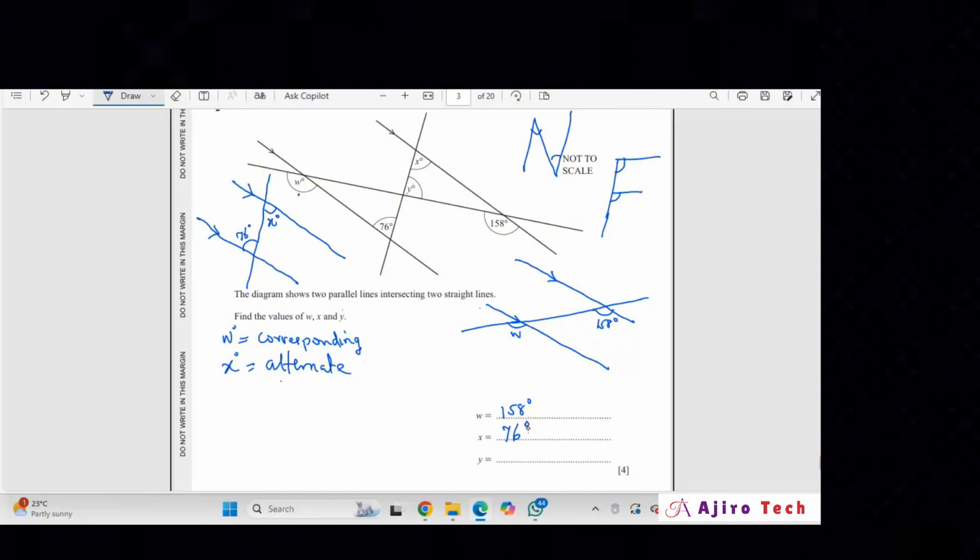So it's going to be 76 degrees. So that is what we have here. Now, we have gotten our W. Here is 76 now, which is S. So I need to find Y.